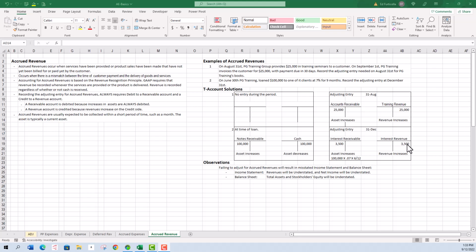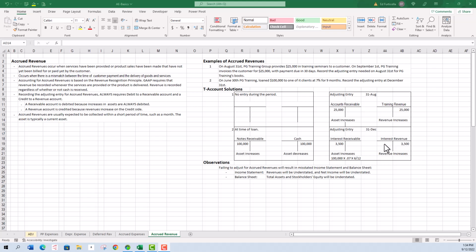How did we get this $3,500? Well, we multiply the principal times the rate times the time. So in this case, we've loaned our customer $100,000 at 7%. The 7%, remember, is an annual rate. They don't owe us an annual amount yet. They borrowed this money on June 30th, so they really owe us 6 months of interest. So when we do the calculation, we multiply 100,000 times 7% times 6/12 of the year. When we do that calculation, we get $3,500.